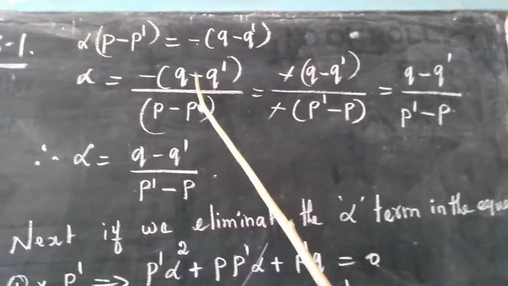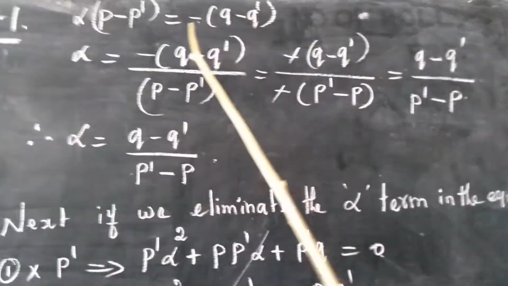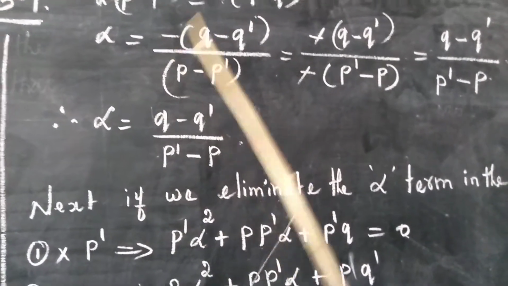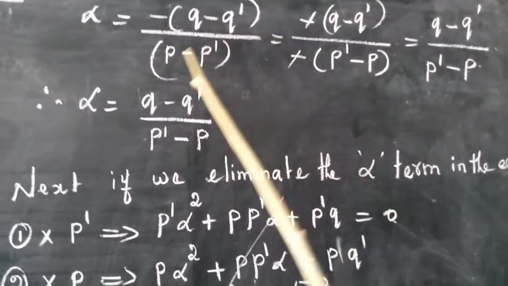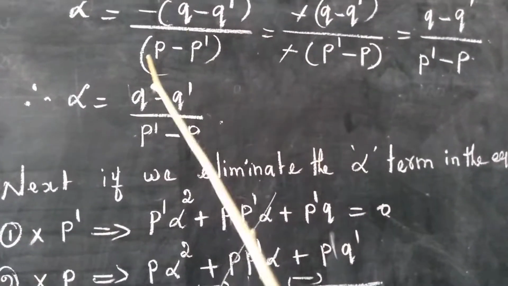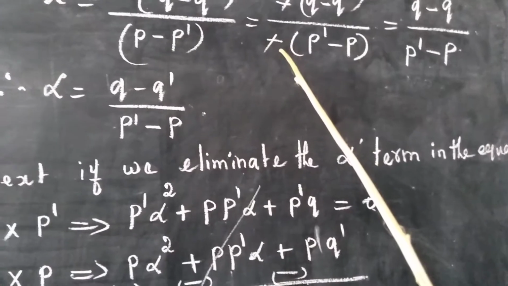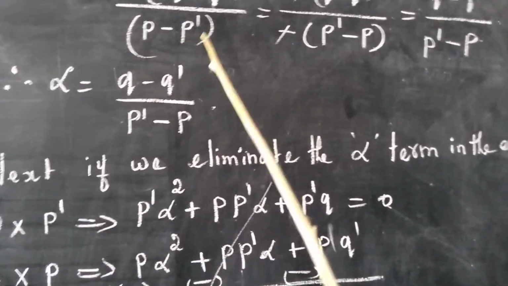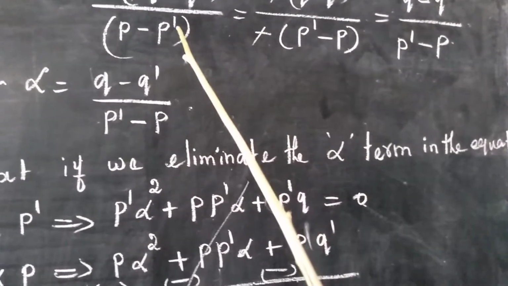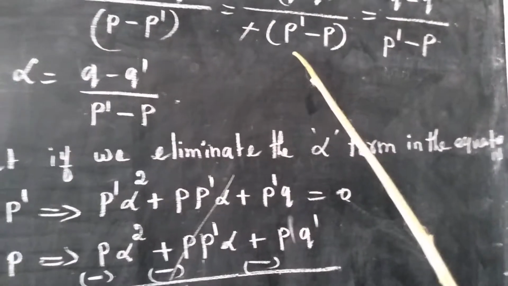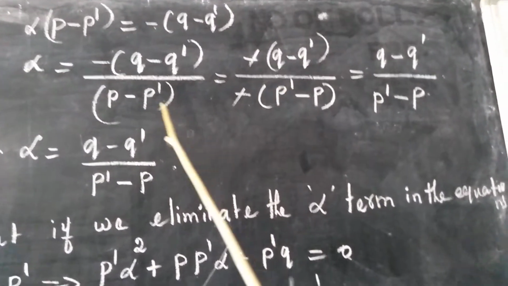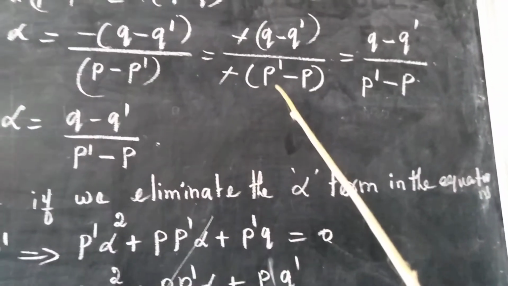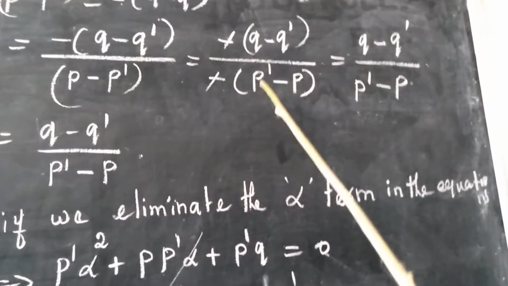When we bring q − q' to the right hand side, plus will change into minus. So we get α = −(q − q')/(p − p'). Now we take the minus sign outside: p' will become positive and p will become negative, so we get the denominator as −(p' − p).